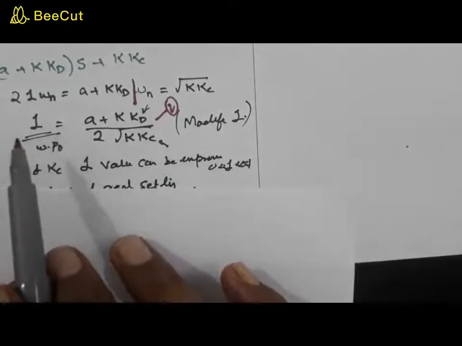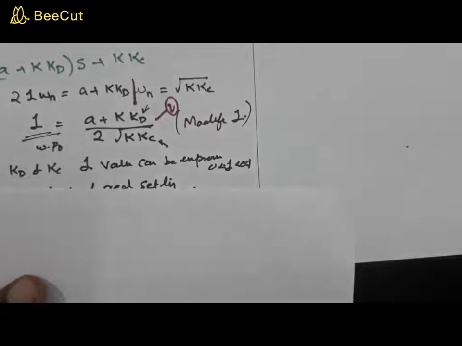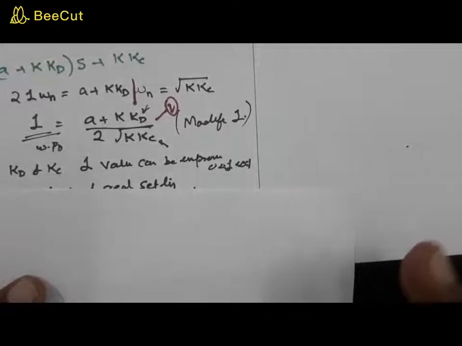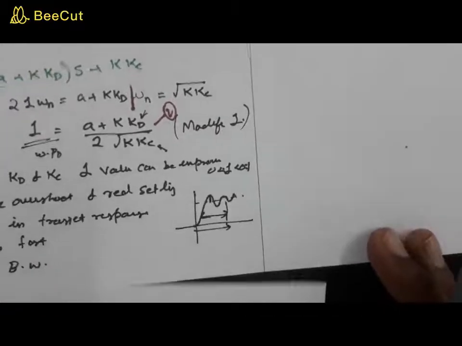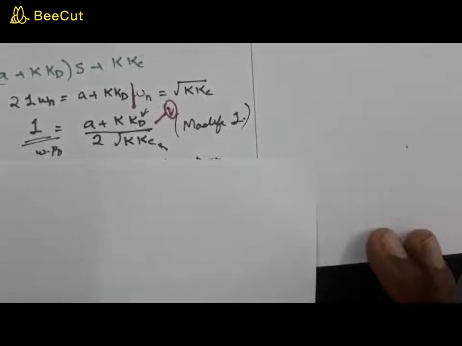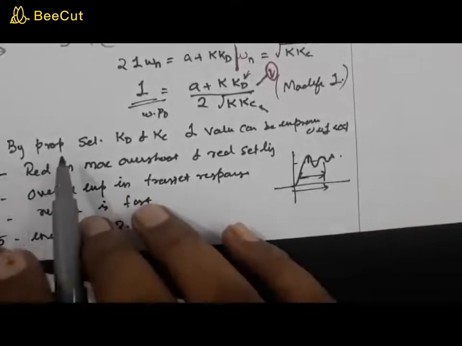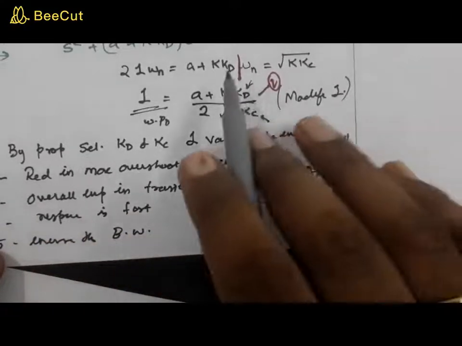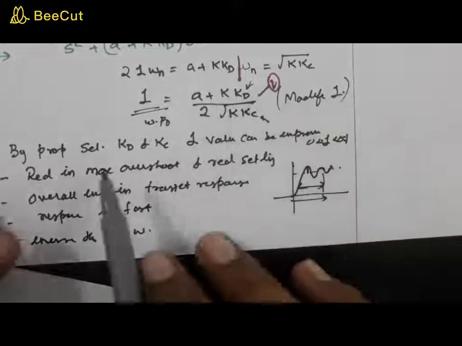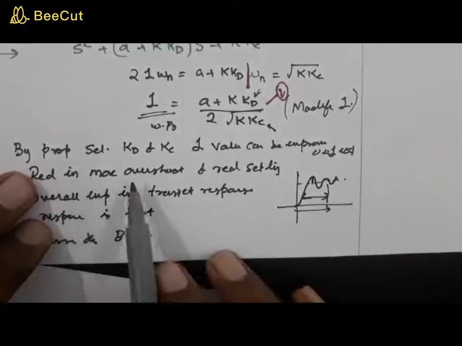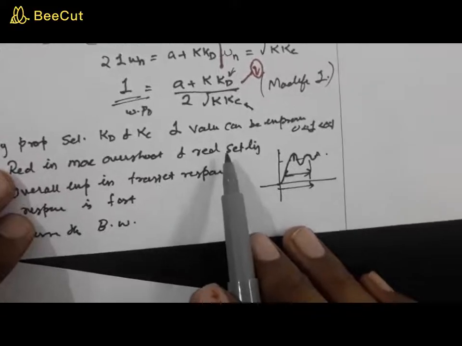Now, what is the consequence of improving zeta? As you improve zeta, maximum overshoot gets reduced, right? And not only that, settling time also gets reduced. So, in a sense, the transient response will get improved. To summarize the various aspects of this PD, by properly selecting Kd and Kc, zeta can be improved, right? As a consequence, it reduces the maximum overshoot and reduces the settling time.